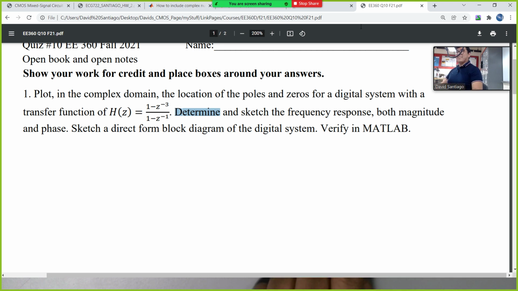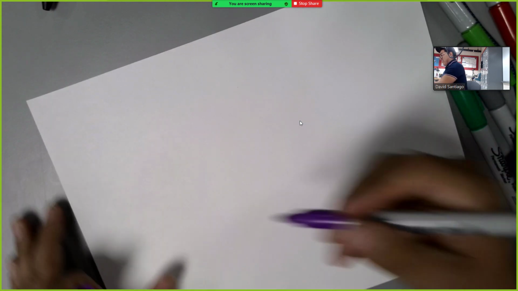We're going to verify this in LTspice too. This is going to be a really nice surprise, an introduction to ECG 722, mixed signal circuit design. So what I have for you is the following.